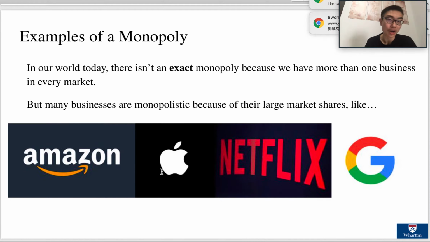Now talk about monopoly. What is an example of a monopoly? In our world today, there isn't an exact monopoly, as I mentioned before, because we have more than one business in every market. However, we have a lot of near-monopolies, including these examples here, and we can also say Microsoft, for instance, with Amazon, Apple, Netflix, and Google. Why are they not pure monopolies? Because Apple has competitors as well: Samsung, LG, Huawei. We have a lot of phone brands, but Apple is still dominating the market. There's no exact monopoly of one brand dominating 100% of the market share. It's not possible today.